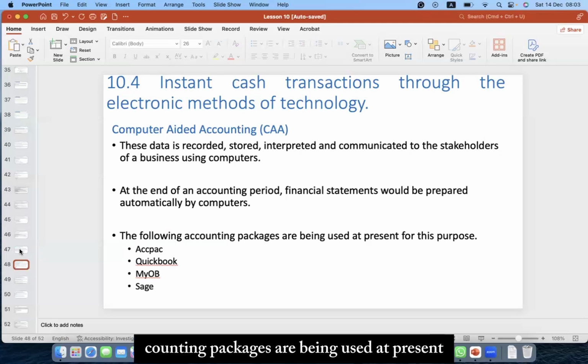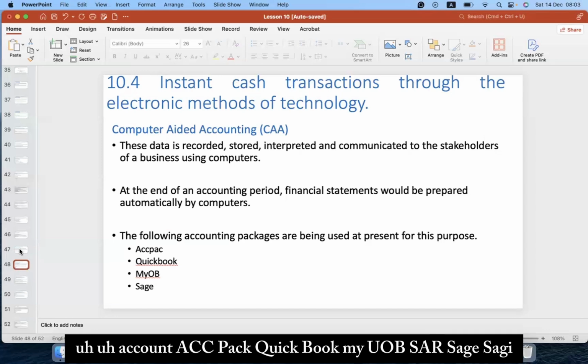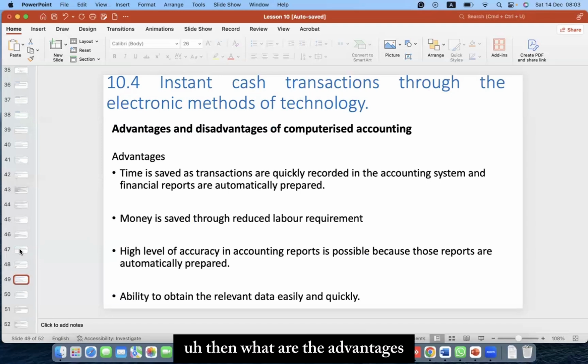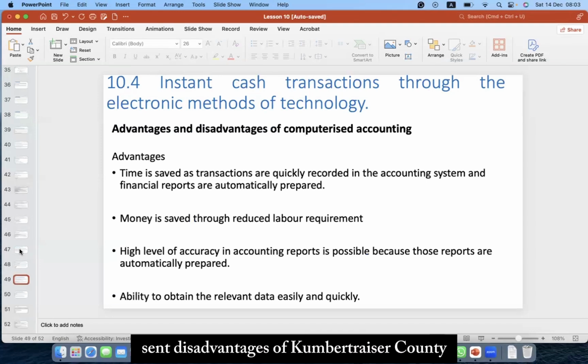The following accounting packages are being used at present for this purpose: ACCPAC, QuickBooks, MYOB, Sage. Then what are the advantages and disadvantages of computerized accounting?